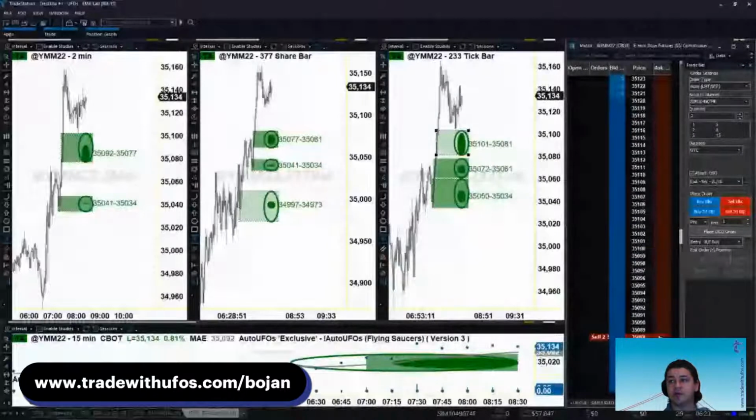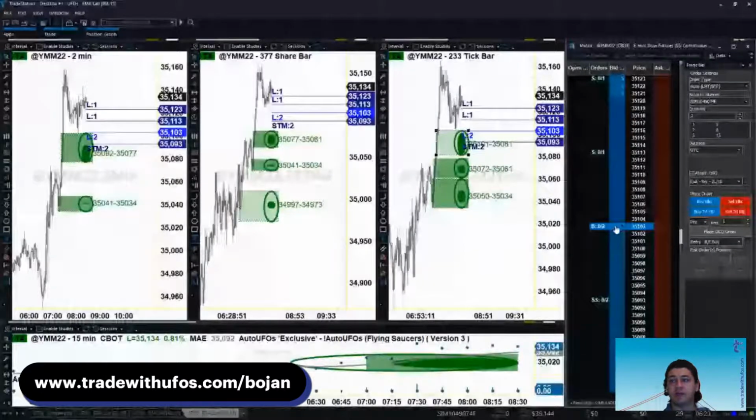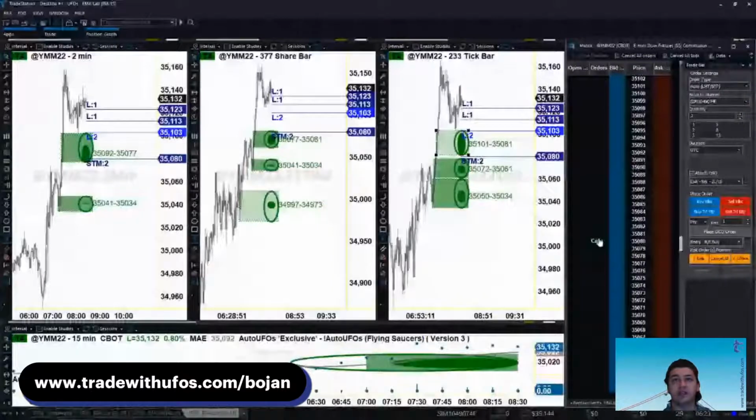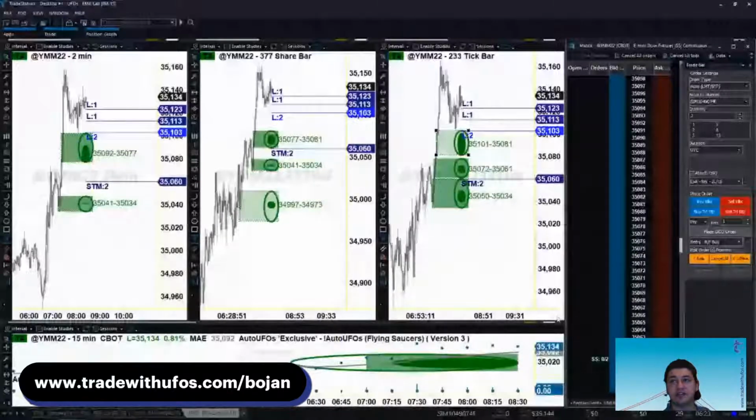Let's say we were to put on our trade at 35,103. Our stop, we need to go below 81, which is 80. And as you see, that's within this UFO up here. So then we go to that one, we go to 70. Actually, it's even within this one here. So 61, so we already have to go to 60. Okay, so 60 is here. That's an acceptable spot to go to.